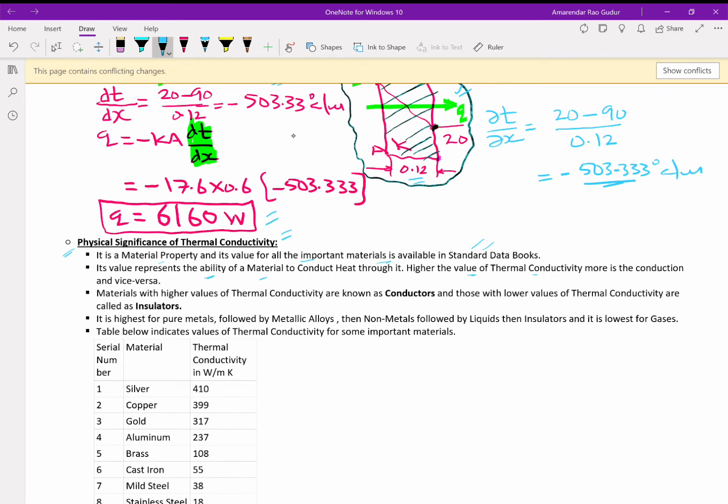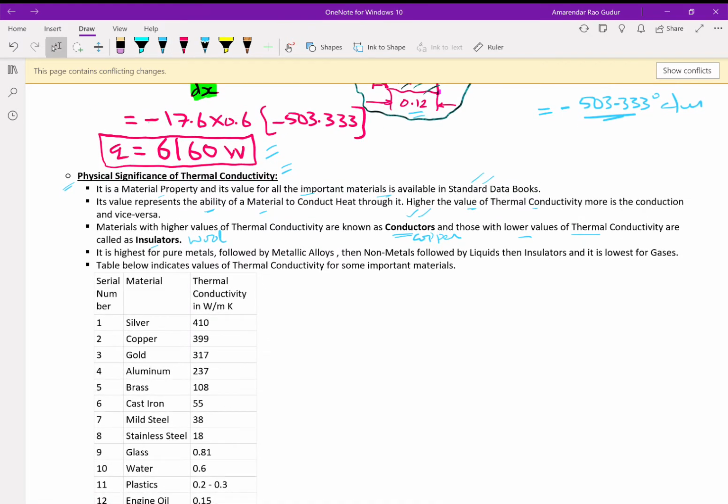Materials with a higher value of thermal conductivity are known as conductors, and those with a lower value of thermal conductivity are known as insulators. Conductors are used for conducting heat, insulators are used for prohibiting heat. The best example for a conductor is copper, and the best example for an insulator may be wool. So wool has a very low value of K. And in general, thermal conductivity is going to be tremendous for pure metals, followed by metallic alloys, then non-metals, then liquids, then insulators, and it's going to be extremely small for gases.